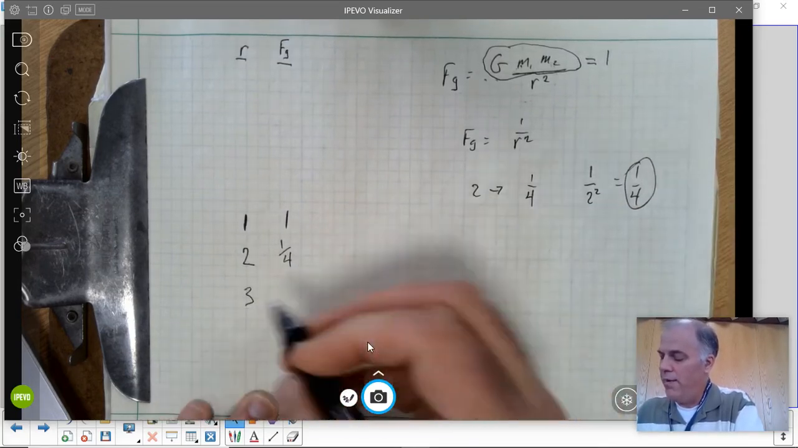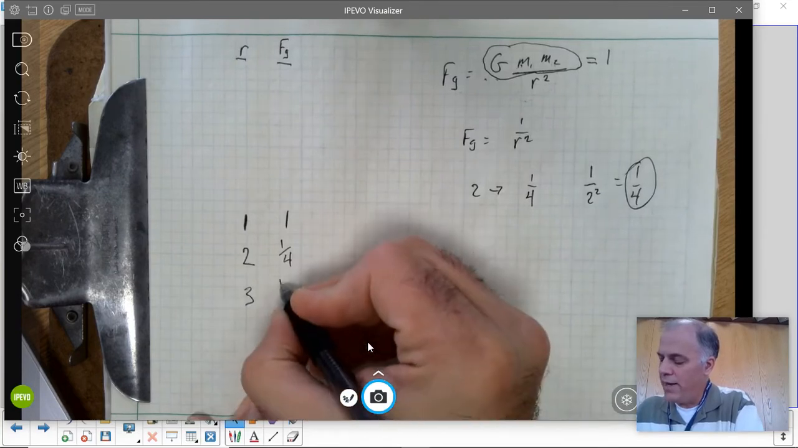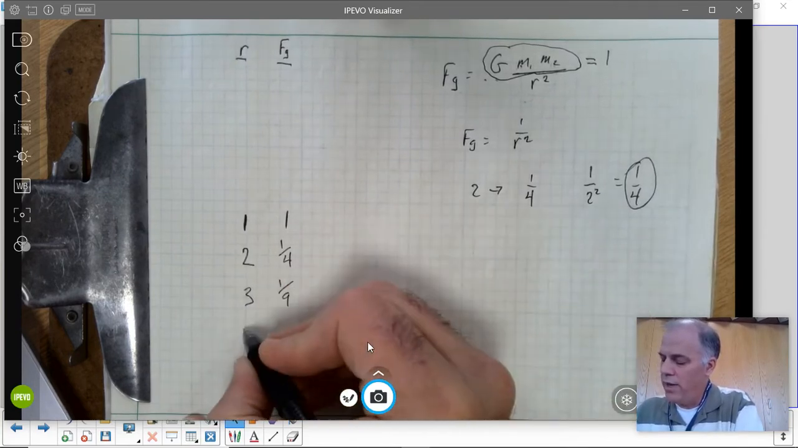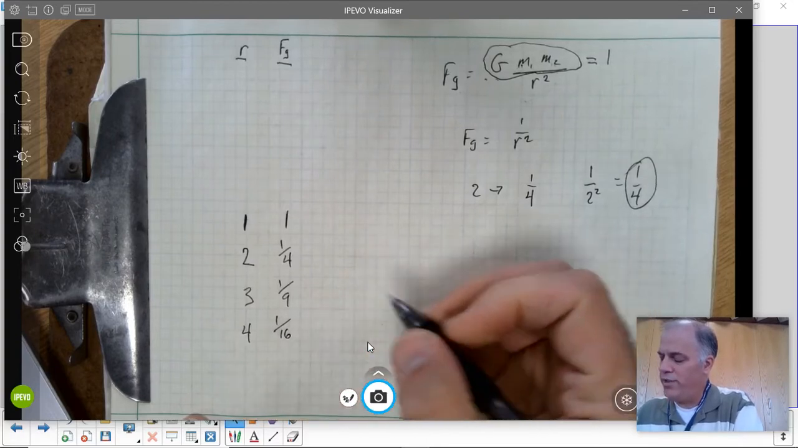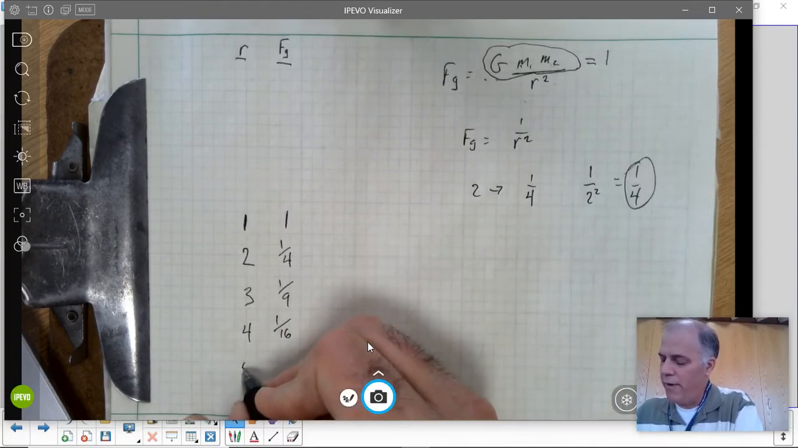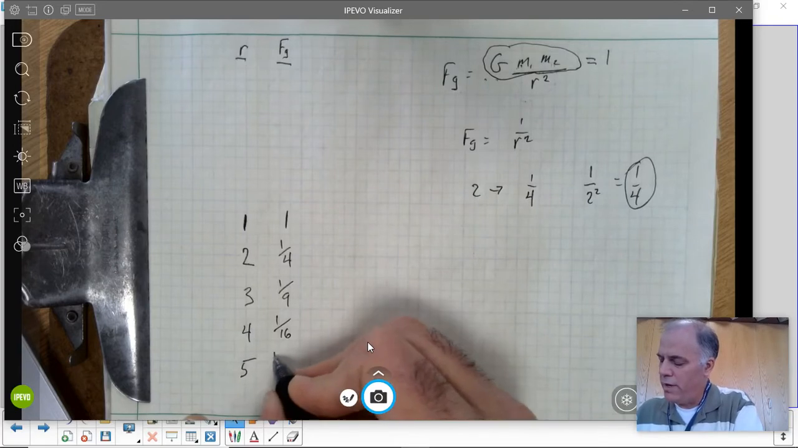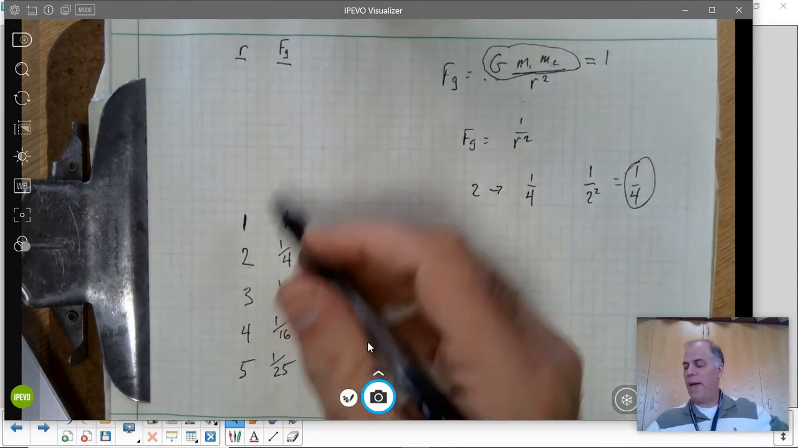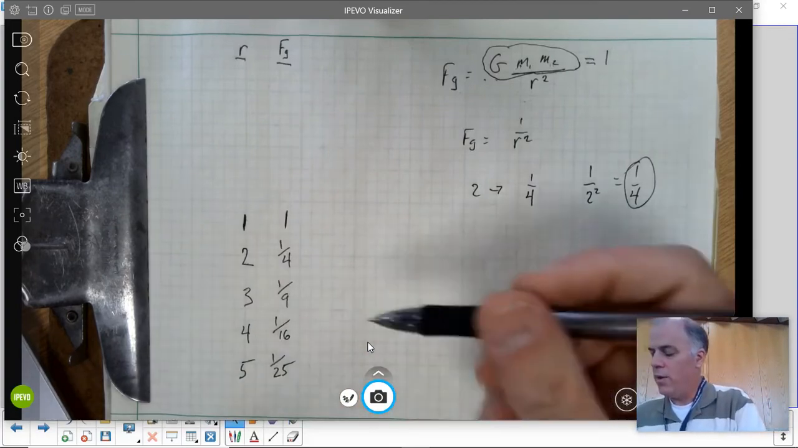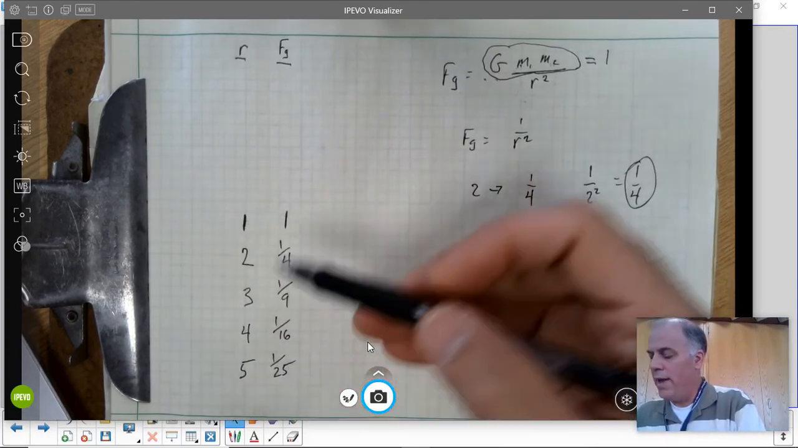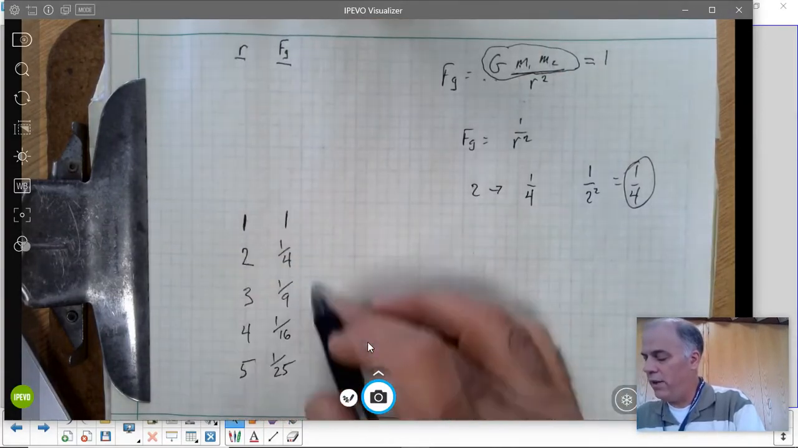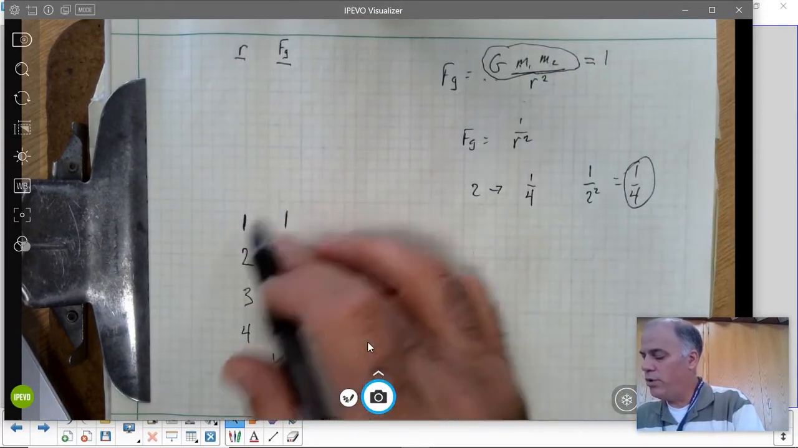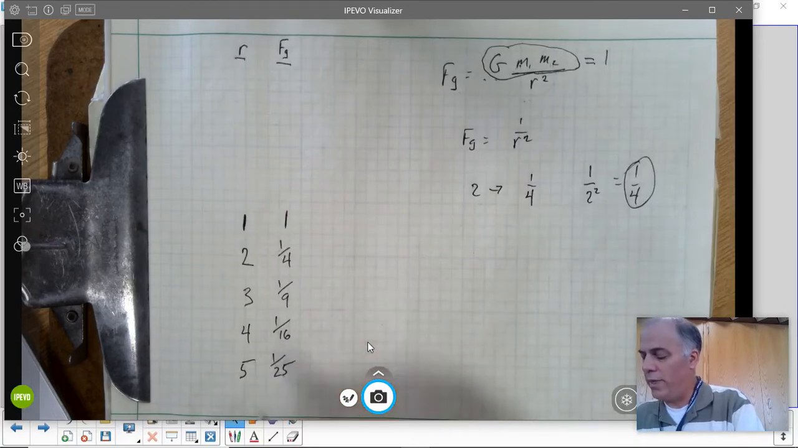If we go to 3, we square it and flip it upside down, we get 1/9 the force. If we quadruple it, we square it, which is 16, flip it upside down, we get 1/16 the force. And if we go 5 times the distance, we square it as 25, flip it upside down, 1/25 the force. That's the pattern that emerges from this. So that's what happens as you get farther away. Now, what happens when you get closer? And by the way, this part here is fairly easy to remember, and most students are able to remember this pattern when they need to.